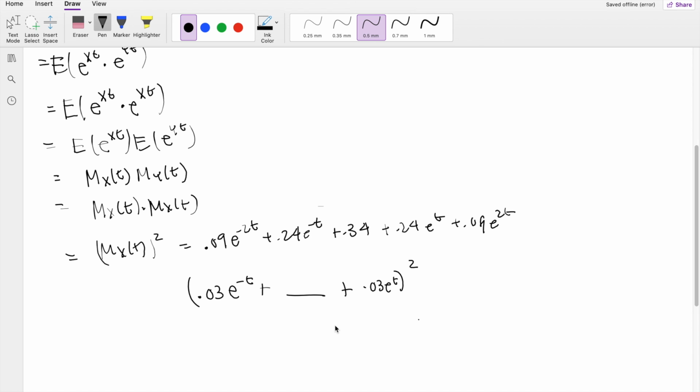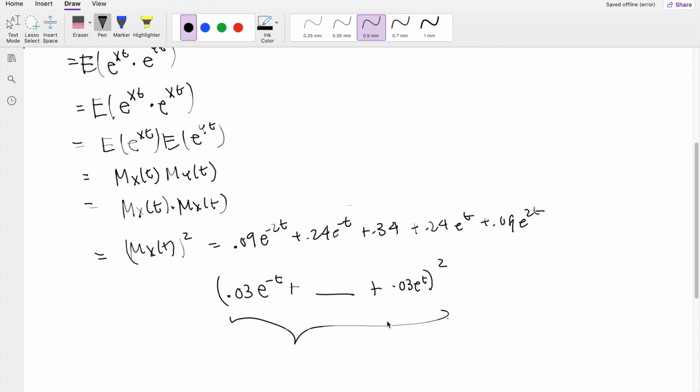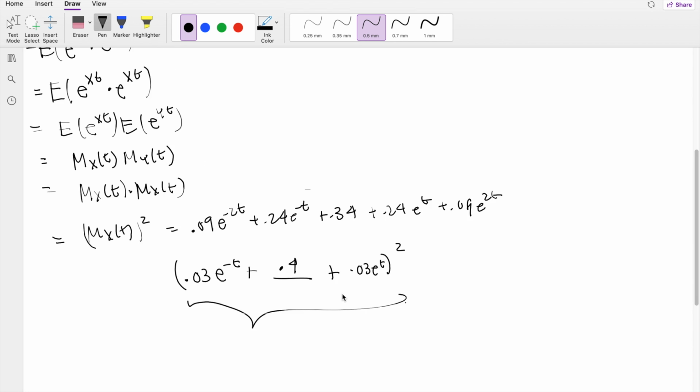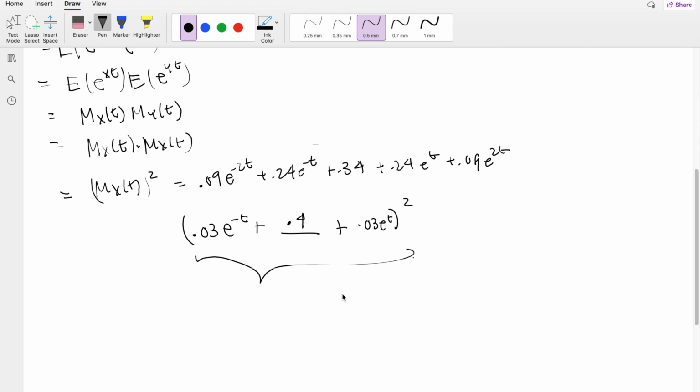But the thing is, we know this is also a marginal moment generating function. And for moment generating functions, the coefficients have to add up to 1. So by default, if these are 0.6 already, this must be 0.4. I hope that makes sense. And you will see that when you multiply this out, you're going to get this function right here, but I assume you guys can do it by yourself.